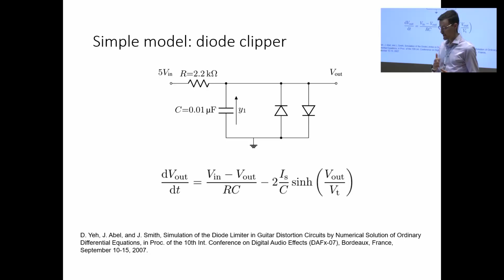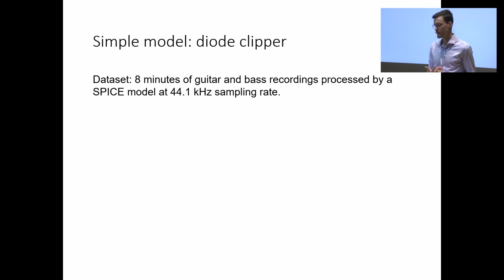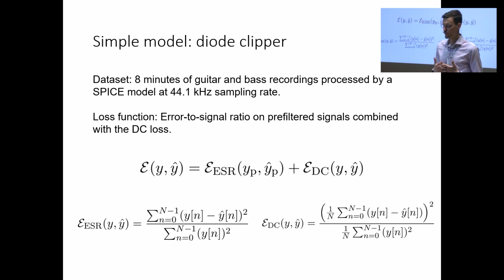This model has just one state. It is y1, and this is our audio output. And what's nice about it is that it has a known closed-form derivative function that we can compare against. Our dataset consisted of 8 minutes of guitar and bass recordings, synthesized with the SPICE software at 44.1 kilohertz sampling rate. And for the training, we used the error-to-signal ratio on pre-emphasized signals, plus a DC loss term, because we want to suppress the DC component in the audio output.